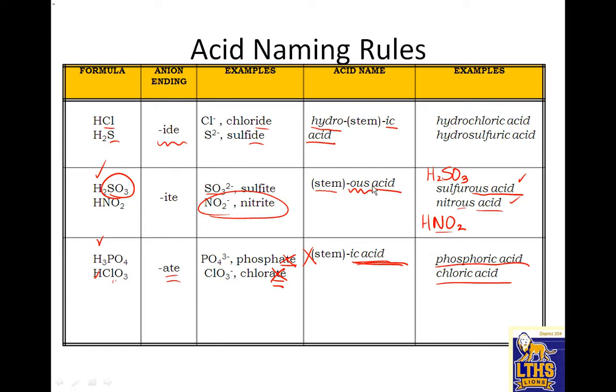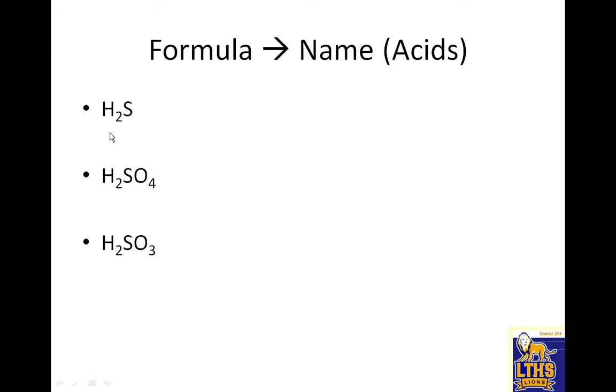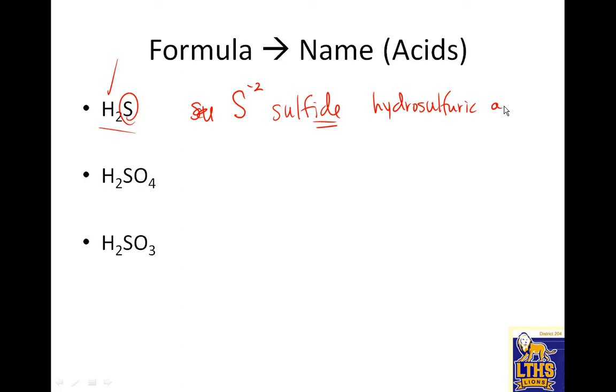So there are three kinds of acids: hydro-ic acids, -ous acids, and -ic acids. How do you know which is which? It all depends on the anion that it's with. So let's practice. H2S. What is it? It's an acid, because it starts with H. Now I look at the second part, which is S. I know it's S negative 2, and the name of that is sulfide. So I'd use hydro- and then -ic acid for that one.